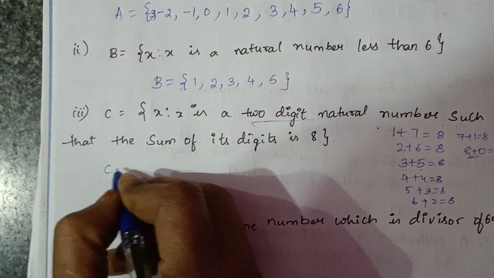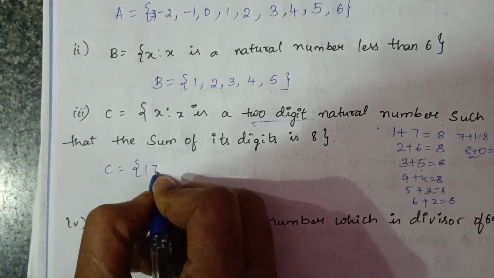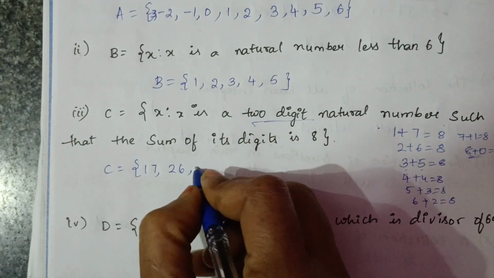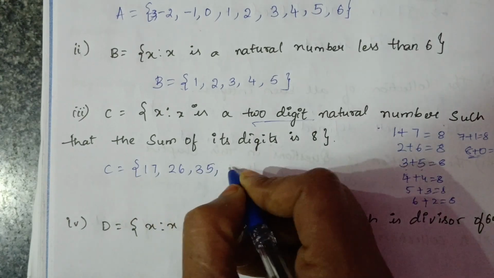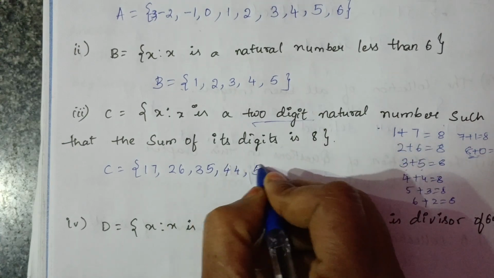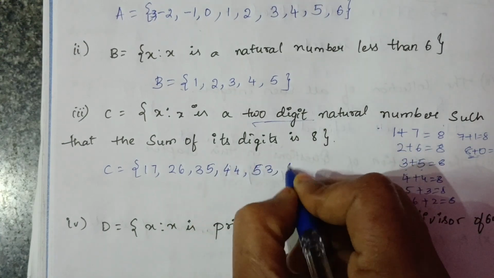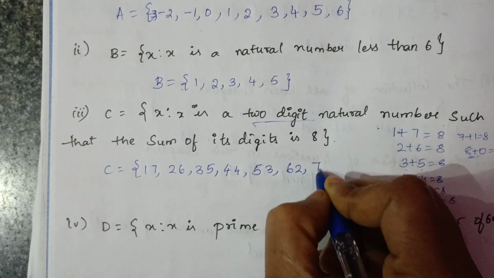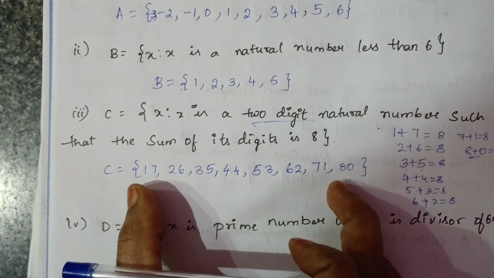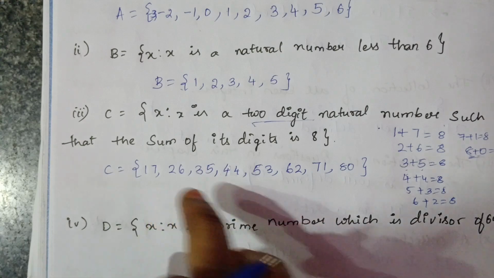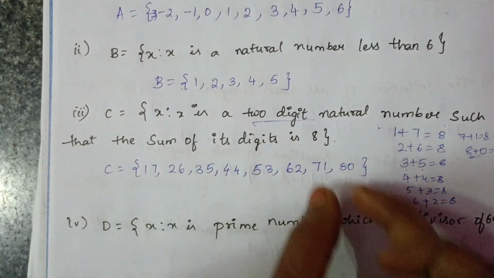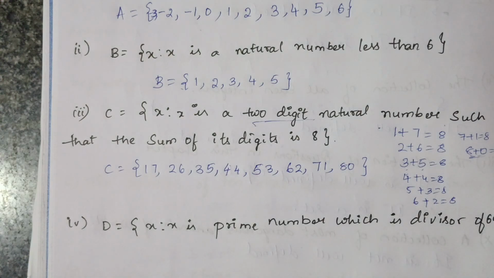So what is the set here? 17, 26, 35, 44, 53, 62, 71, 80. These are the 2-digit natural numbers. If we add the digits of these natural numbers, we get a sum of 8.